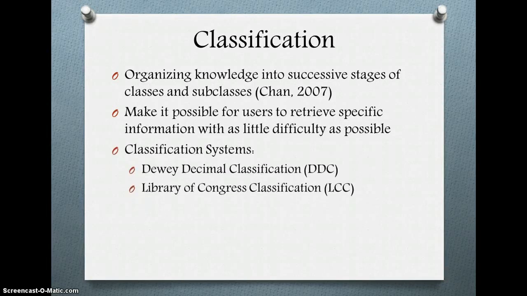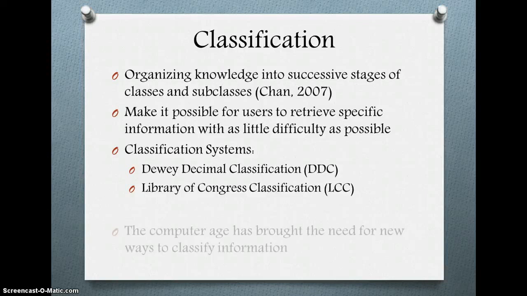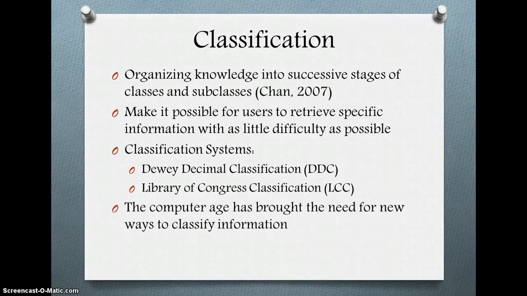In information science, this is done through the use of classification systems, such as Dewey Decimal Classification and Library of Congress classification. The advent of the computer age has caused the need to develop other ways in which to classify new types of information for things like electronic databases, as well as documents and data created and housed on the World Wide Web.